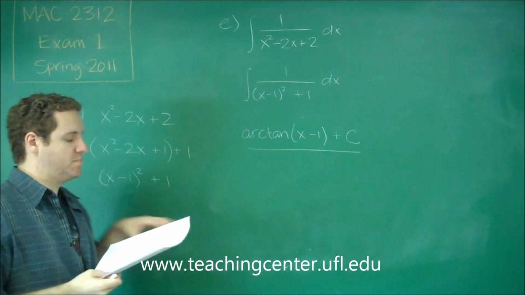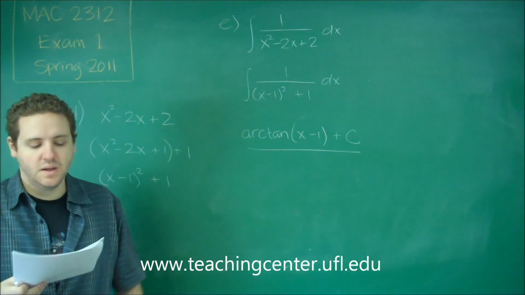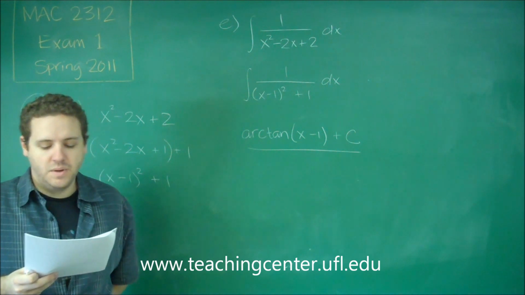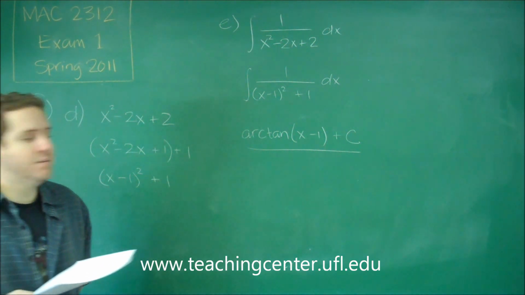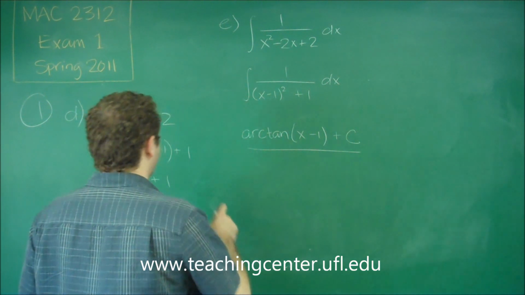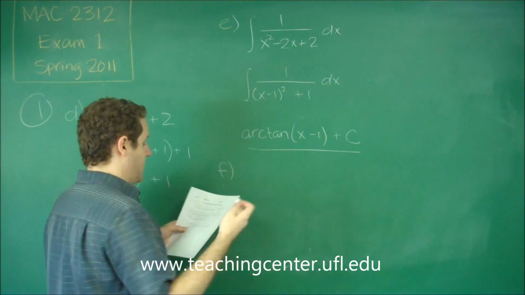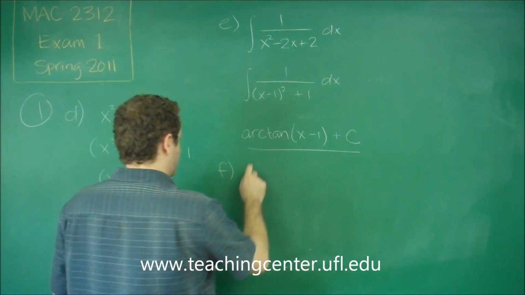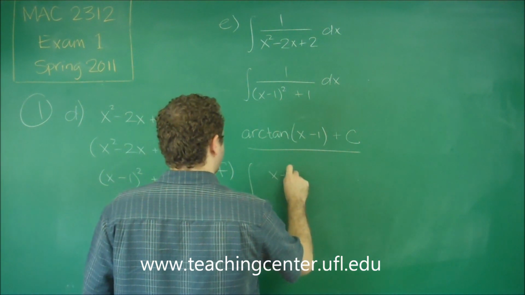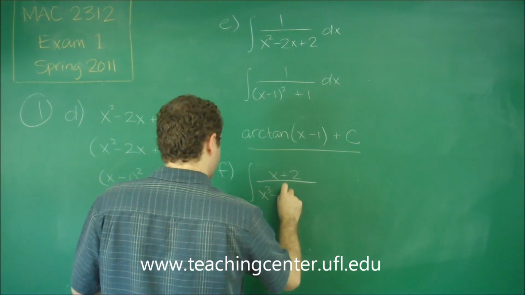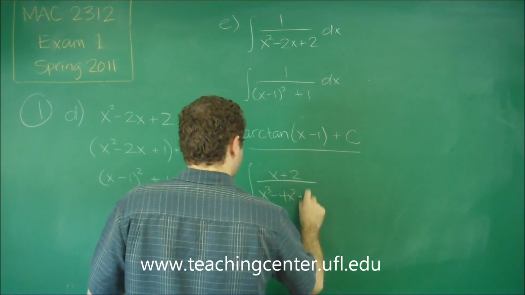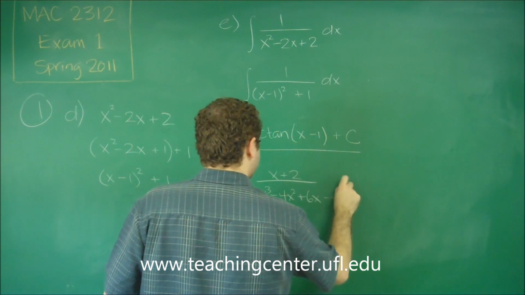So we want to use this plus all the stuff we did in the previous 3 parts of the problem to evaluate the integral of our main fraction in the problem, the one that we did partial fraction decomposition on. So we want to do the integral of x plus 2 over x cubed minus 4x squared plus 6x minus 4.